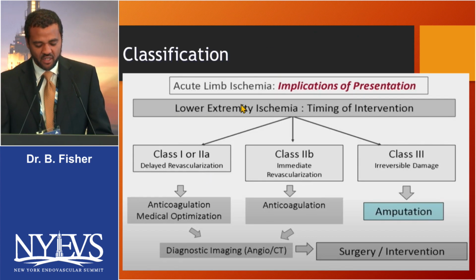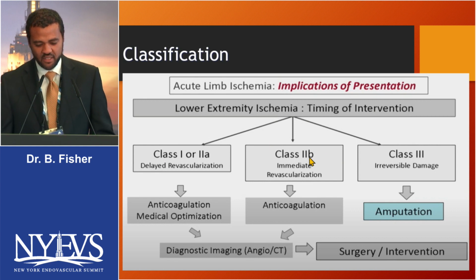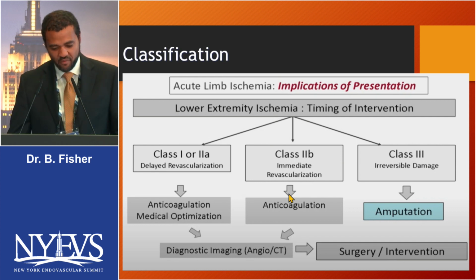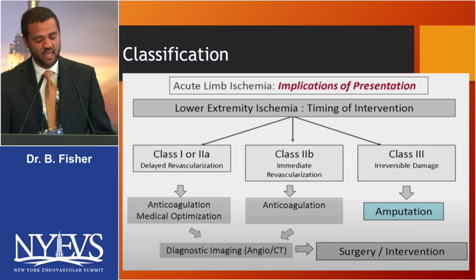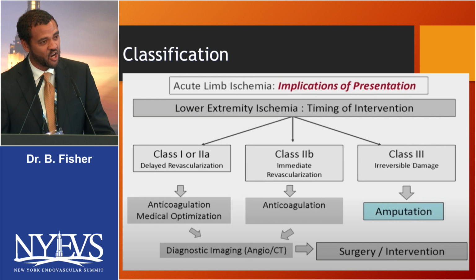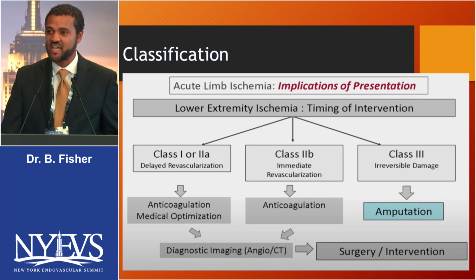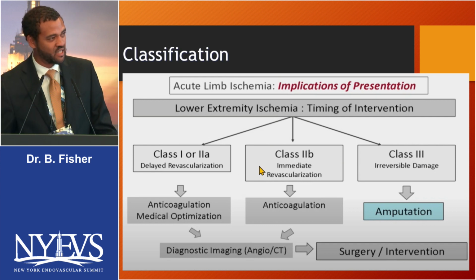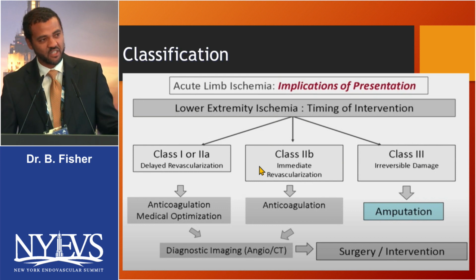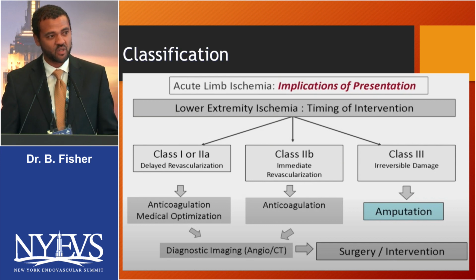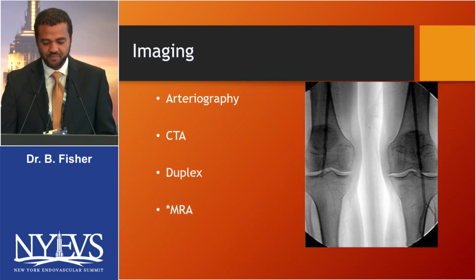So the classification: the real delineating portion here is that class 2B that requires immediate revascularization. And we were talking about litigation. This is a very important piece as far as the timing documentation, when you're able to get to that patient and when revascularization actually commences. So I just wanted to make that important point as well.